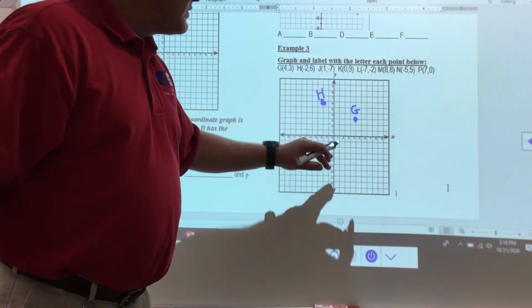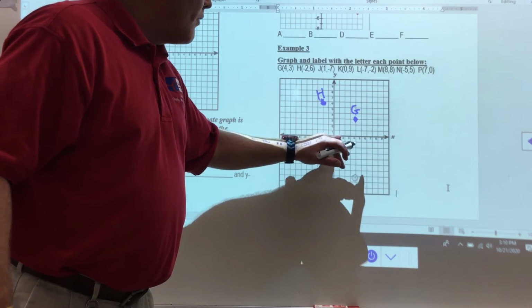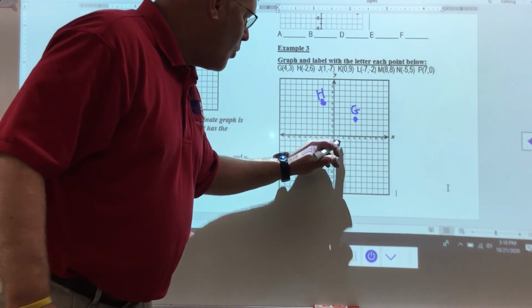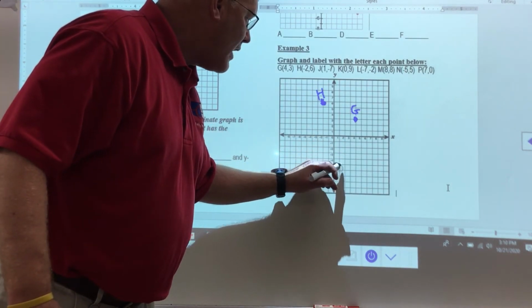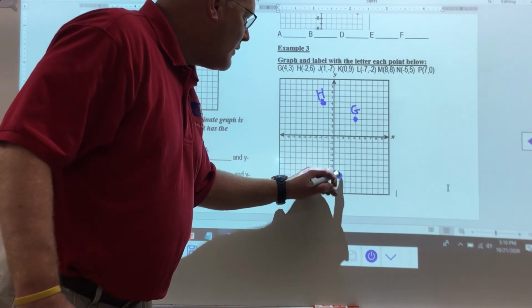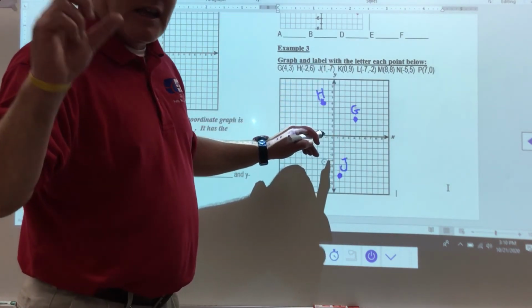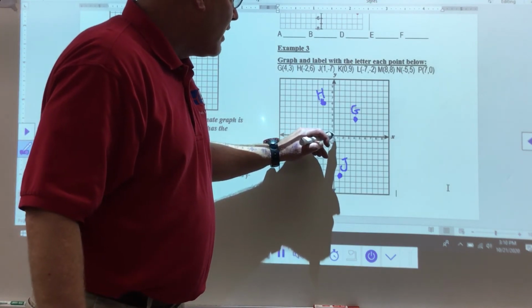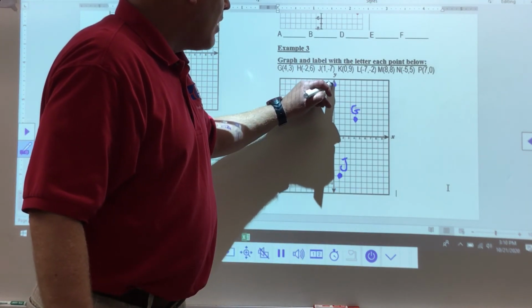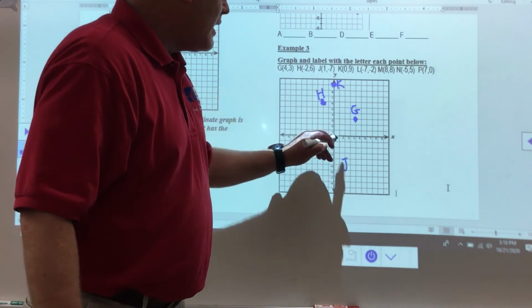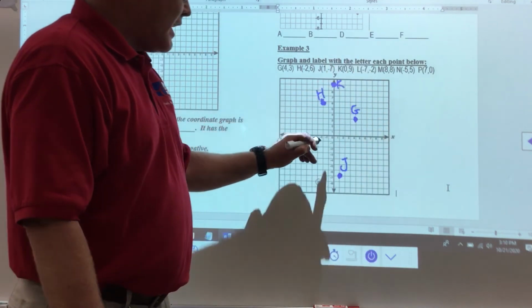Point J is at 1, -7. So we're going to go over 1 and then down 7. 1, 2, 3, 4, 5, 6, 7. And that's going to be point J. K is at 0, 9. Again, one of these tricky ones. So we start here and we just go up 9, right on the y-axis. So that's point K.